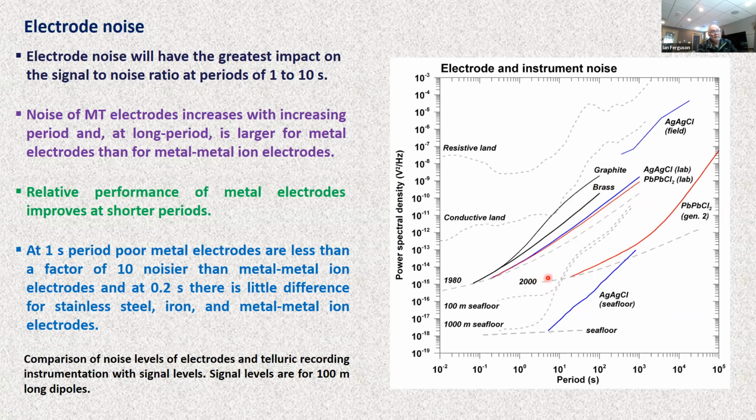At 1 second, we have about a factor of 10 difference. And by the time we get to 0.1 seconds and higher frequencies, the metal electrodes are providing comparable performance. And that's why we can get away with using metal electrodes in, say, AMT surveys with similar responses.